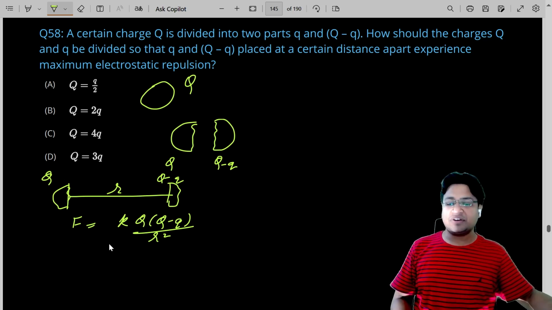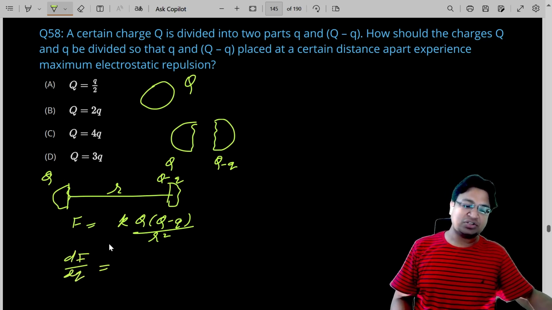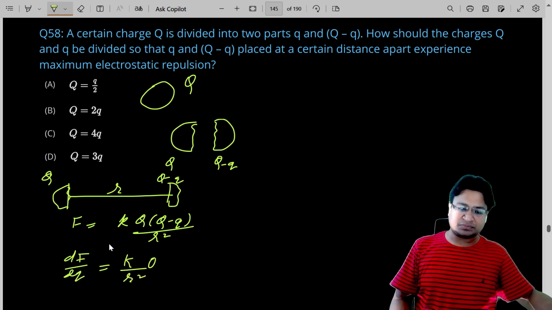Okay, we are not changing K, we are not changing R, and we want to maximize the value of force. So dF by dQ should be zero. K is a constant, Q R square is a constant. We will get the derivative of this.